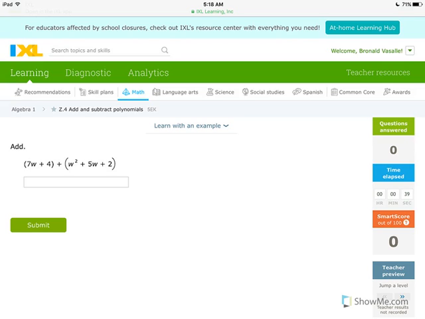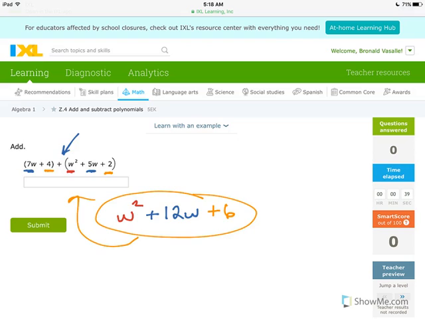And the next one, again, we are just adding, so we can just combine like terms. So w squared, that's the highest power. There are no other w squareds, so we're just going to have a w to the power of 2. If we look at just the single w's, we have 7 w's and 5 w's. That's going to get you 12 w's. And if we look at the constants, we have 4 and 2, so that's going to get us 6. And there's your final answer. You just want to put that into the answer box.